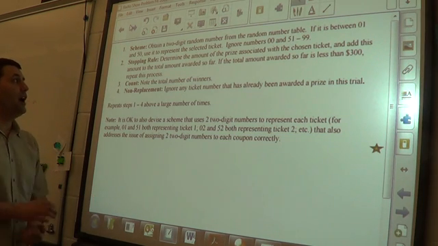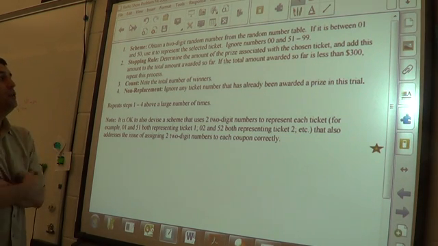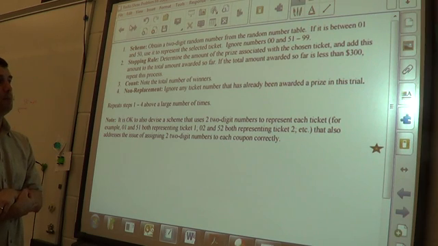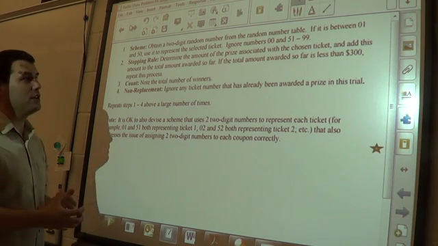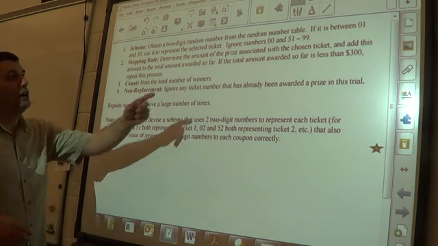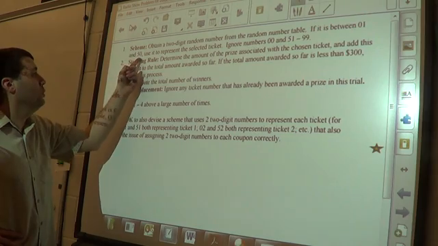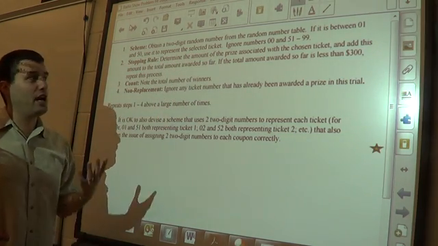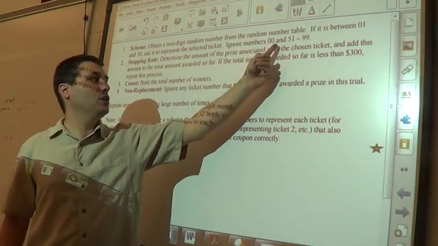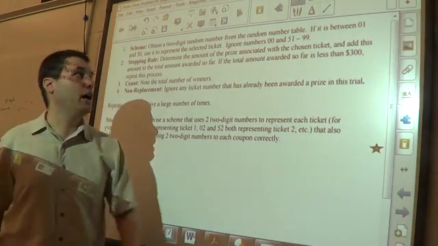Here's what your answer would have to have. Scheme: we would have to use a 2-digit random number from there. Notice how they were broken up. Remember, 00 would be like 100, 01 is like 1. So we could say something like, if it's between 01 and 50, we'll use it to represent the selected ticket. Remember, there are only 50 tickets, so we'd ignore 00 as well as 51 through 99.